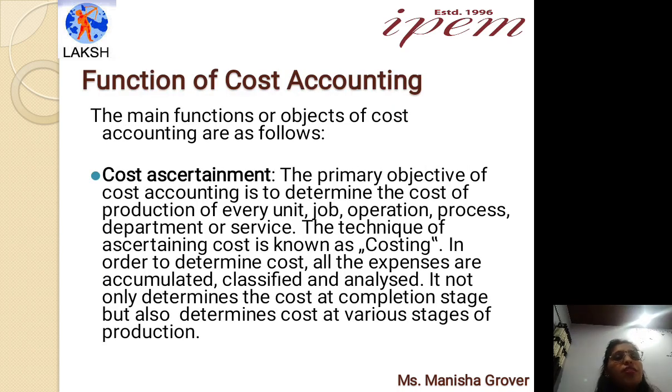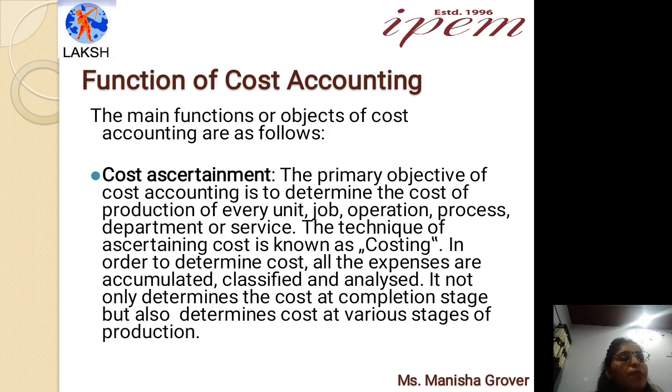Then what are the functions of cost accounting? The first one is your cost ascertainment. What does it mean? Ascertainment means we have to determine the cost of every unit regarding job, operations, process, departments or services. With the help of this, we can identify whether the company is making a heavy profit or a heavy loss. How much expenses, how much labor, how much material there are, we can identify and analyze accordingly.